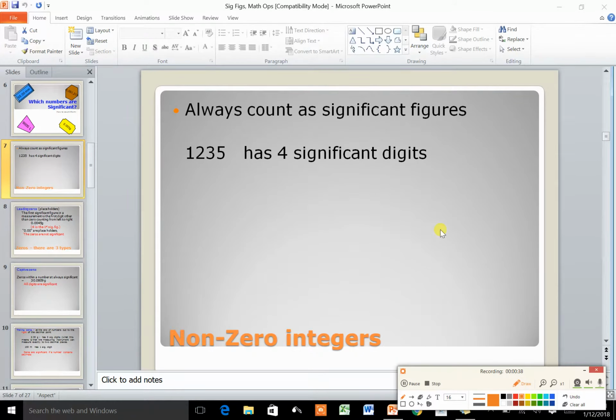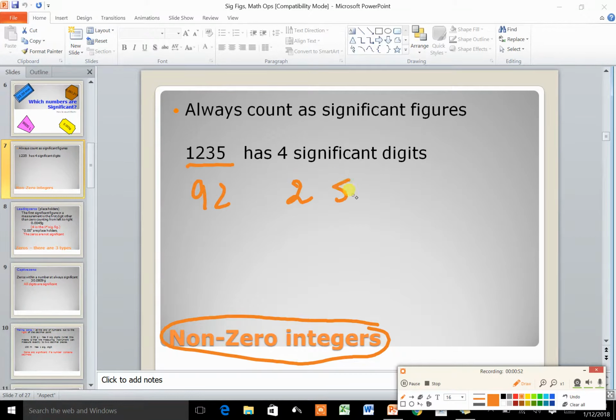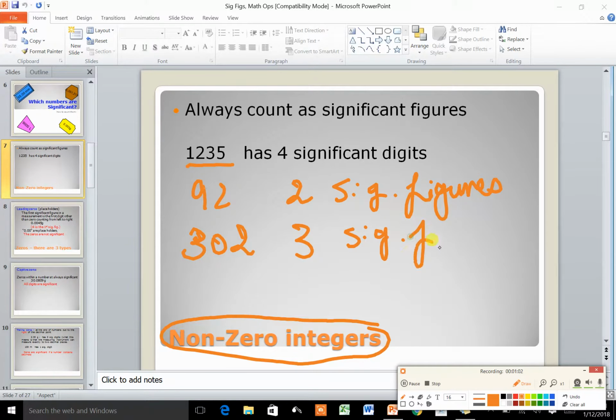Whole numbers, which we call non-zero integers, are all significant. So 1, 2, 3, 4 has 4 significant figures. 9, 2 has 2 significant figures. Okay, 302 has 3 significant figures, and so on.